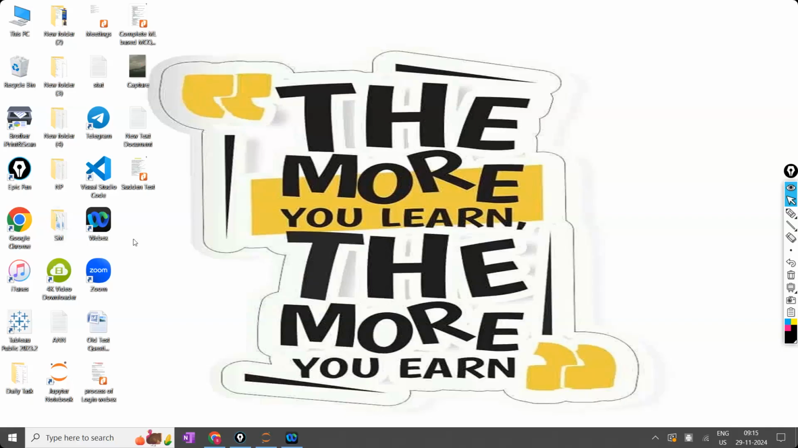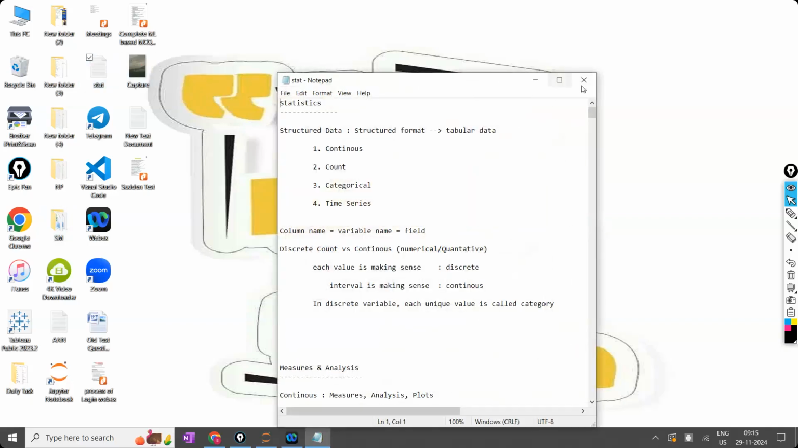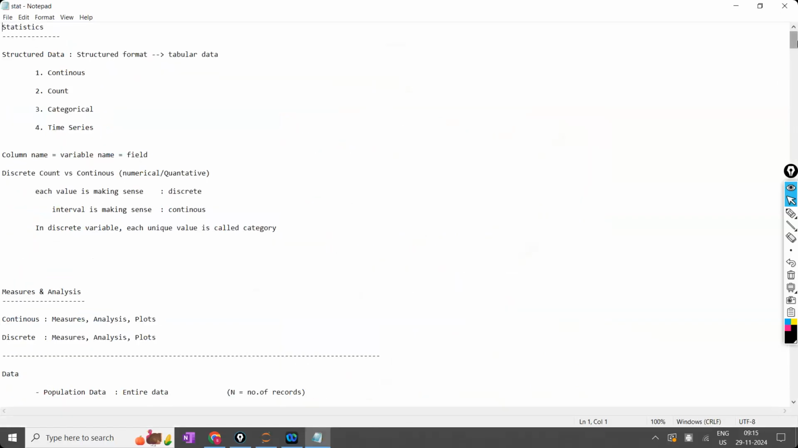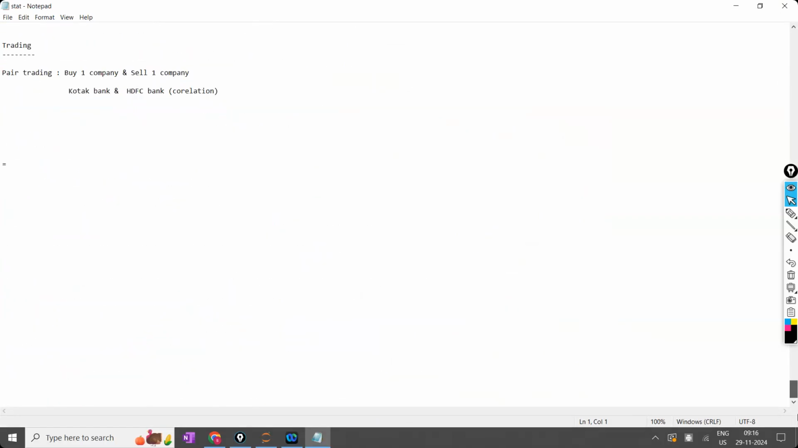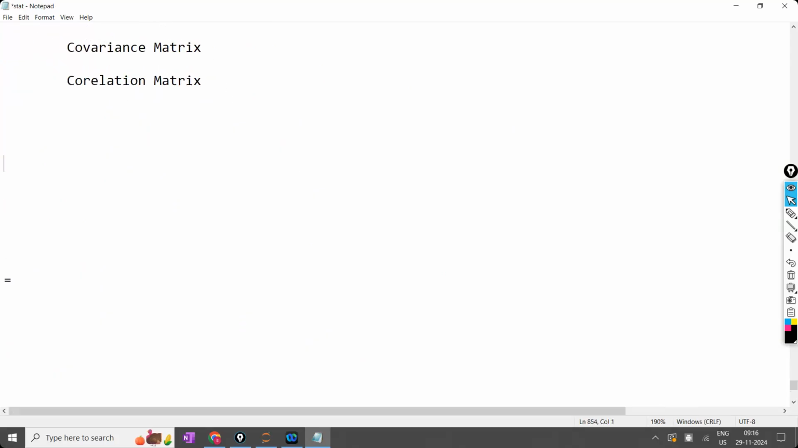Right. So in the last class, we discussed descriptive statistics. In today's class, we are moving on to the next topic called inferential statistics. Right. So what is meant by inferential statistics? Let's understand it clearly. Within descriptive statistics, we describe the data by calculating various measures.